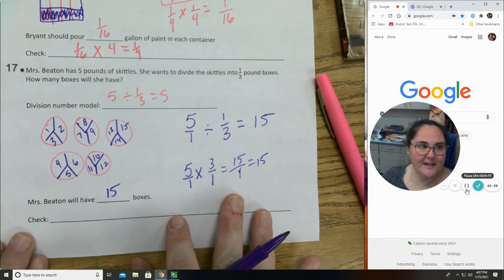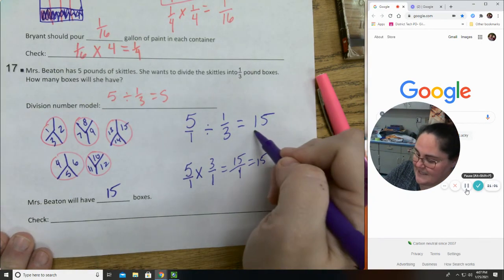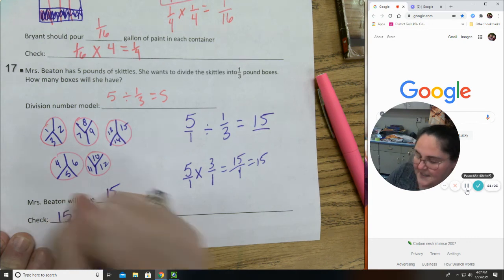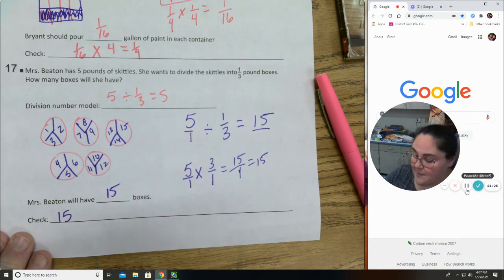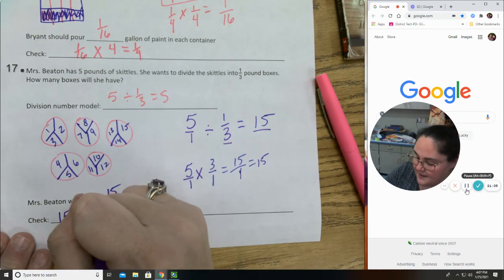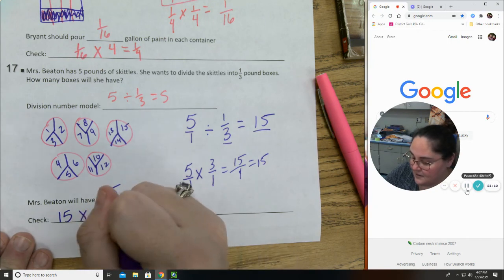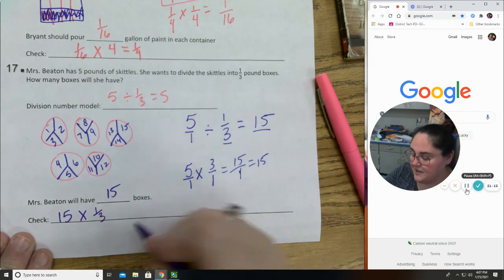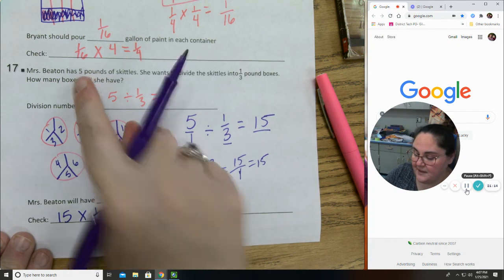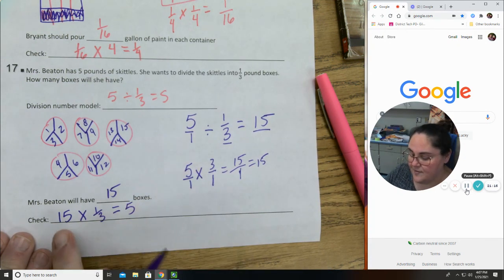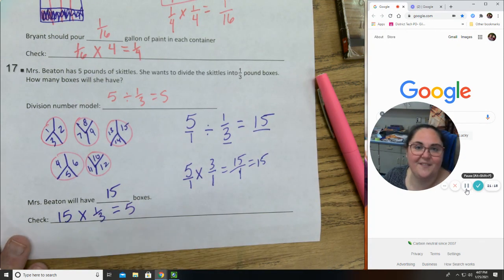Now, just like before, it says write a multiplication number sentence. I'm going to take my answer, 15. I'm going to multiply by the middle number, so 15 times 1/3, and my answer should be the original. 15 times 1/3 equals 5. Absolutely.